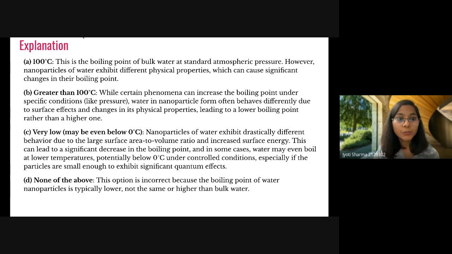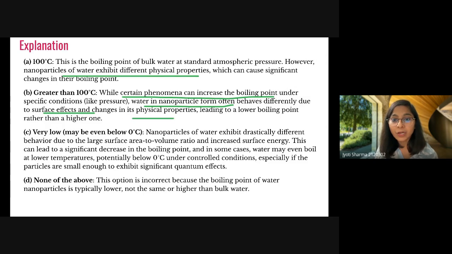So let me show you the answer. As I told you, nanoparticles of water exhibit different physical properties, and that will change the boiling point significantly. So this will not be 100 degrees Celsius. While certain phenomena can increase the boiling point under specific conditions, most of the time water in nanoparticle form often behaves differently due to surface effects and changes in physical properties, and that will lead to a lower boiling point rather than a higher one.